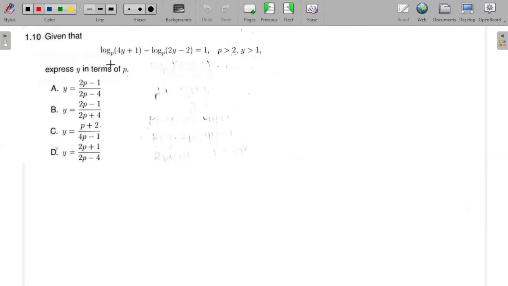They're saying log P of (4y + 1) minus log P of (2y - 2) is equal to 1, where P is greater than 2 and y is greater than 1. So express y in terms of P. So here they just want us to make y the subject of the formula.